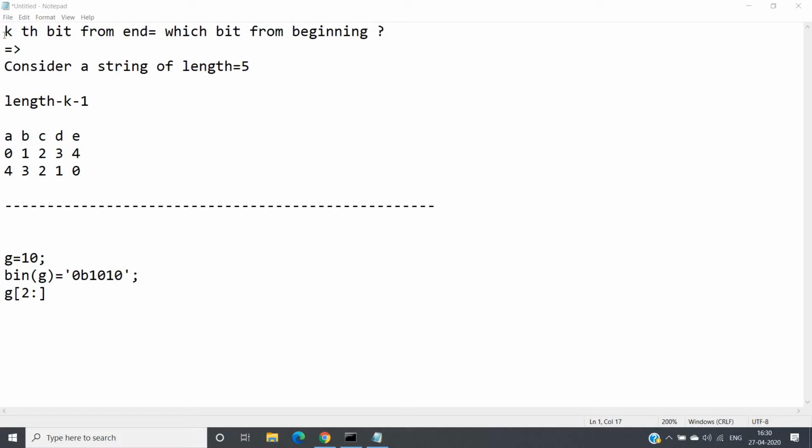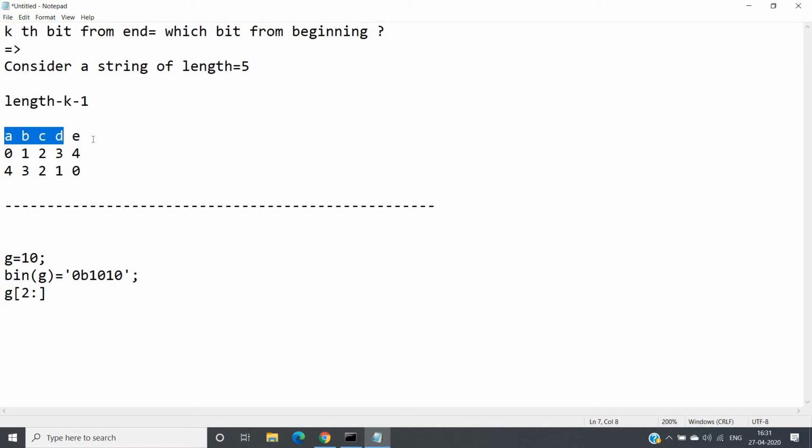I will show you one practice problem based on the concepts. Suppose I am telling you one particular character in a string having index k from the end, that is from the right hand side it is having index k. Then what is the index from the beginning, that is from the left hand side? Don't consider negative indexing like this.